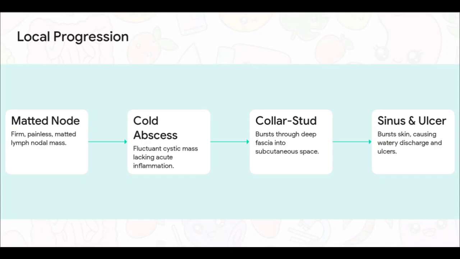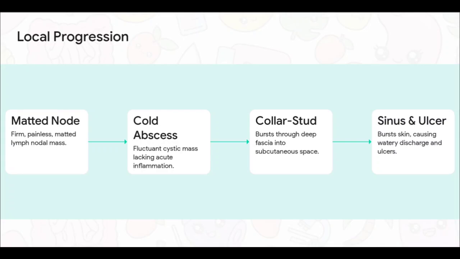Let's walk through exactly how this disease progresses locally. It's really a step-by-step process. It starts out as a firm, painless, matted lymph nodal mass. Then, as internal caseation, which is basically this cheese-like tissue necrosis, progresses, the mass turns cystic. We call this a cold abscess. And it's called cold because it completely lacks the classical signs of acute inflammation. You won't feel any warmth, and there's no overlying erythema.